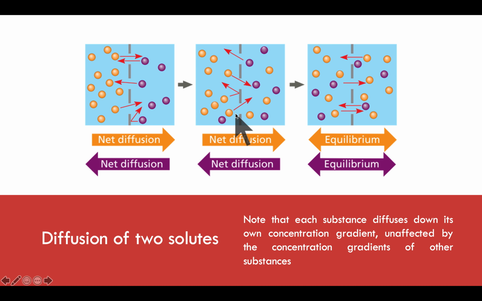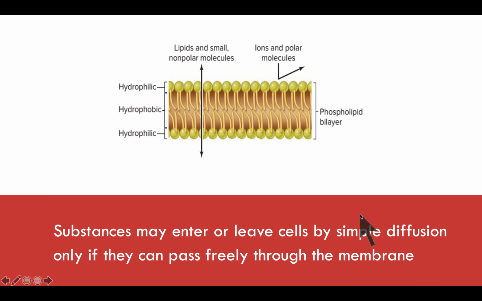After some time, there will be a net diffusion of purple dye towards the left portion, even though the total solute concentration was initially greater on the left side. Thus, this tells us that each substance diffuses down its own concentration gradient, unaffected by the concentration gradients of other substances. So recall that lipids and small nonpolar molecules such as oxygen and carbon dioxide, for example, diffuse easily across the hydrophobic portion of a biological membrane.